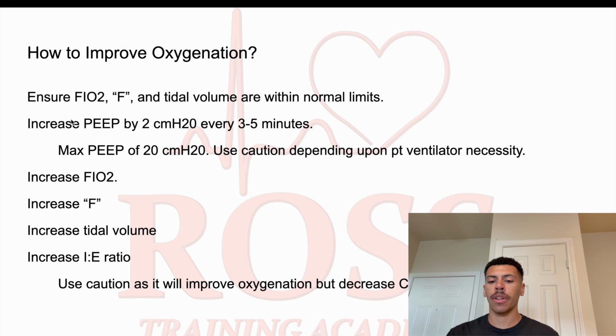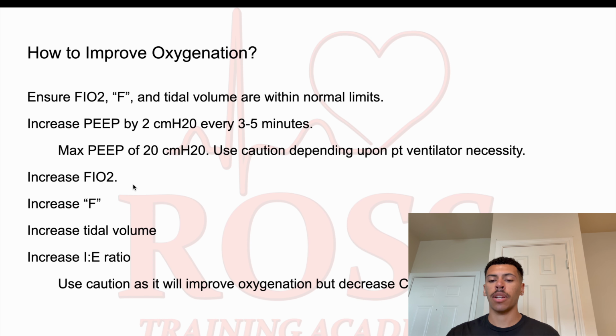Then we're going to start increasing our PEEP, and we're going to increase it by 2 every 3 to 5 minutes. You're going to wait 3 to 5 minutes just to allow yourself and the patient time to adjust to those settings and see if any changes are going to be needed later. But remember, you can only have a max PEEP of 20, so use caution depending on the patient's ventilatory necessity.